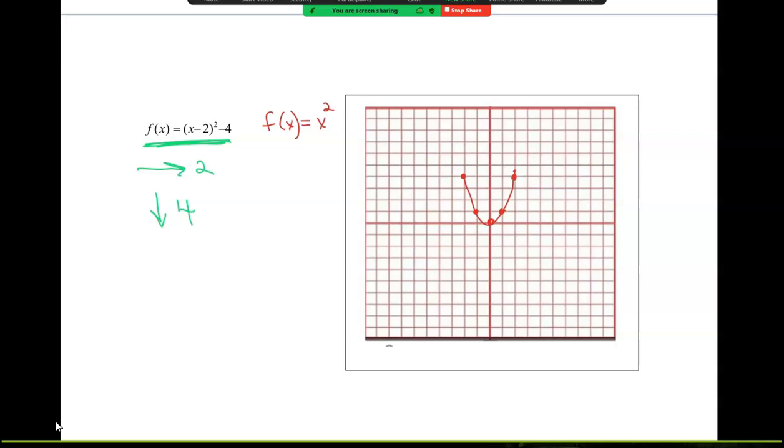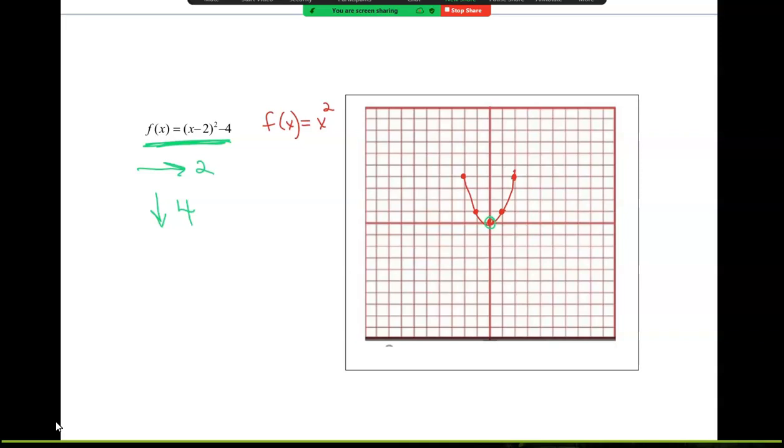So my little red dot furthest to the left, I'm going to go right 2, 1, 2, down 4. 1, 2, 3, 4. I'm going to put a circle around that. If you always start at the furthest point to the left, you will know where to continue from. Okay, go to the next point to the left.